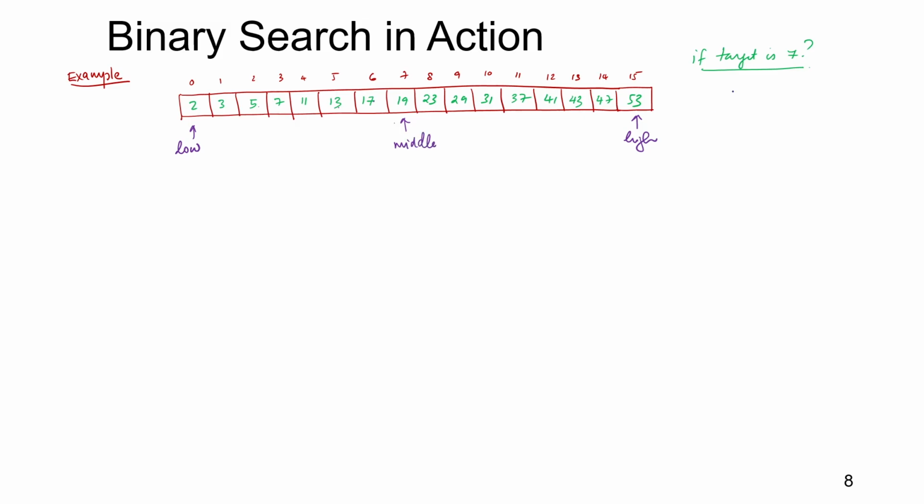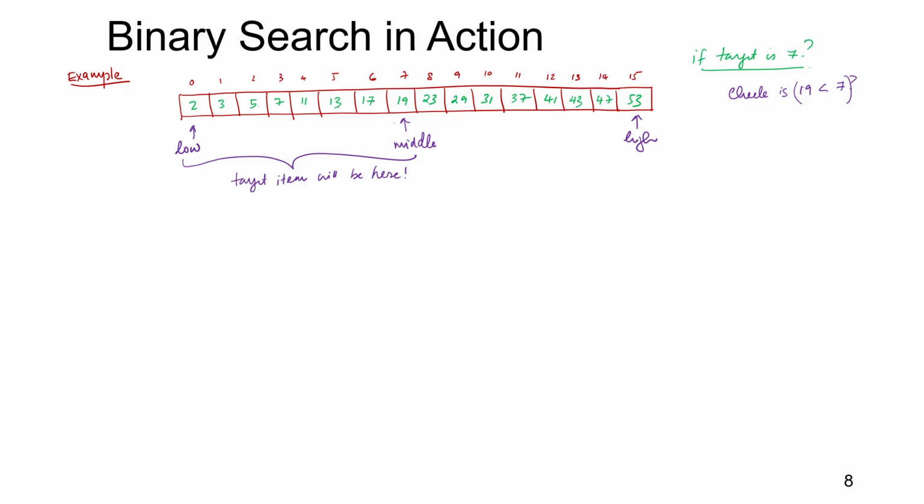So, you check: is 19 less than 7? Is the middle item less than the intended target? So, you find that 7 will actually fall here. The target item will be here. Then you keep on doing this, and then you find it.